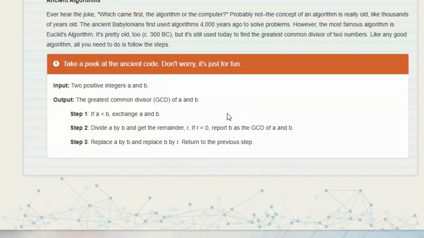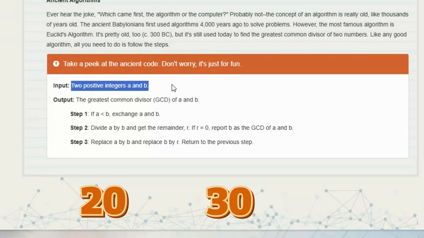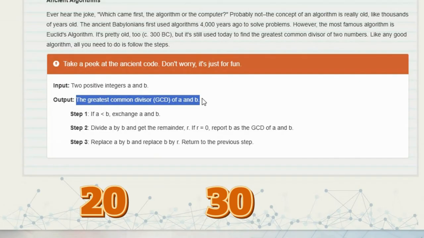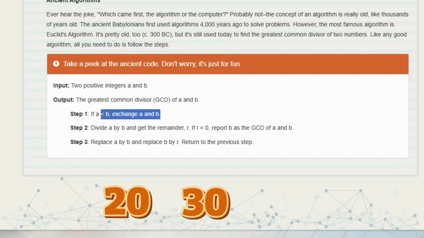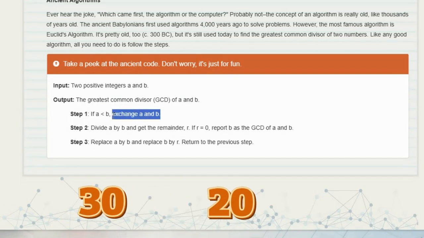This is Euclid's algorithm to find the greatest common divisor. So, input, 2 positive integers. So we would have 2 integers. Let's say 20 and 30, right? What we want to get is the greatest common divisor of 20 and 30. So if A is less than B, change them around, swap them back and forth. So if it was 30 and 20, turn around to where A is 20.